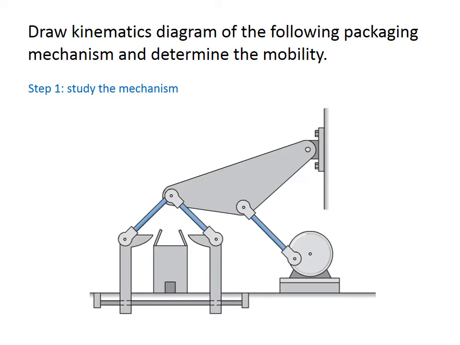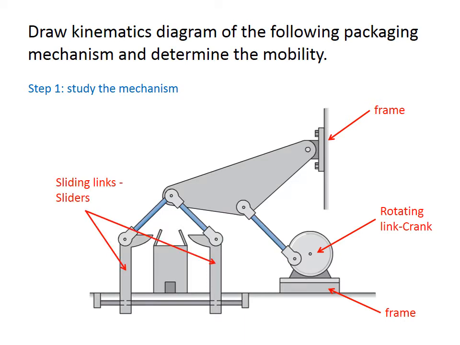For this one, first we are going to find out the stationary links or the frame. As you can see, these are the 2 points where the mechanism is connected to the frame or the ground. This is a rotating link which we call the crank. Usually in real machines it represents a motor. These two are sliding joints that fold the box and are driven by two links.